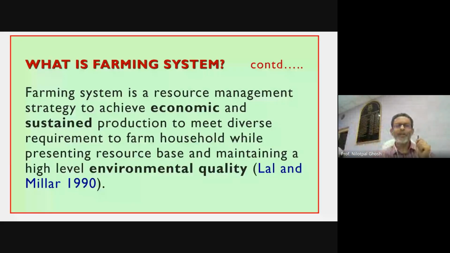And another, Lal and Miller in 1990 said that a farming system is a resource management strategy to achieve economic and sustainable production to meet the diverse requirements of the farm household, while preserving the resource base and maintaining a high level of environmental quality. The most important is environmental quality. We cannot ignore environmental quality. We cannot consider only the economic aspect.